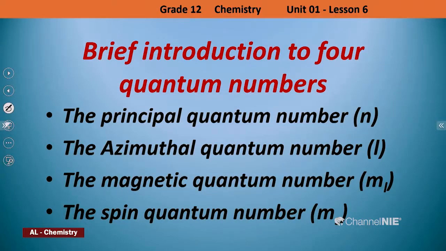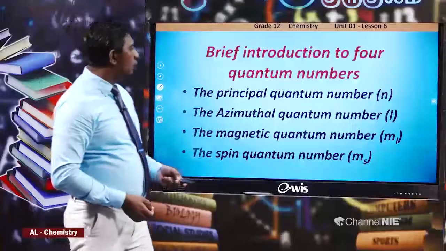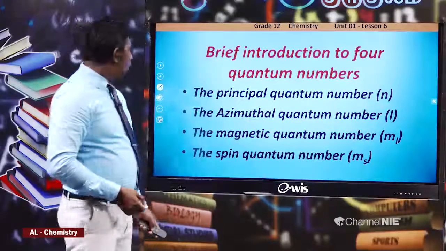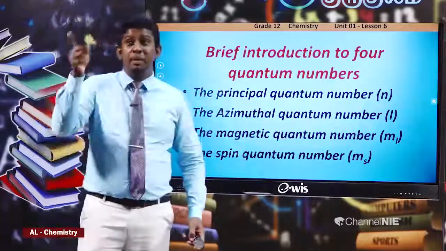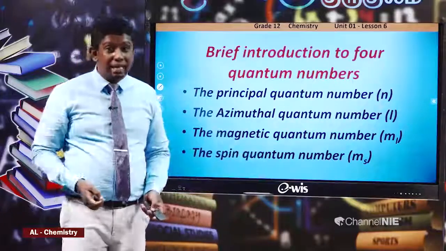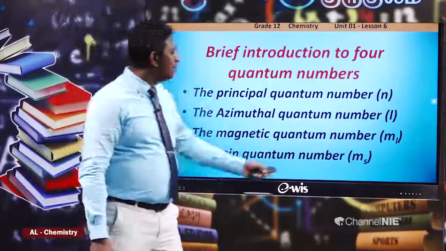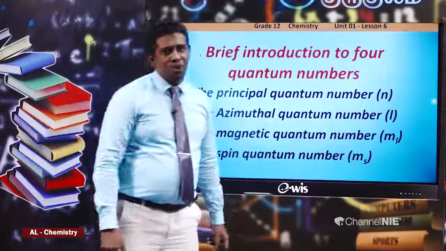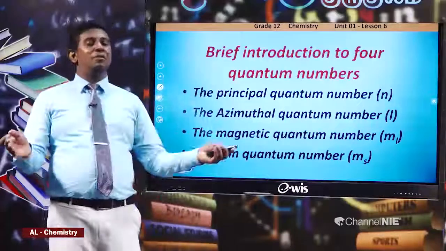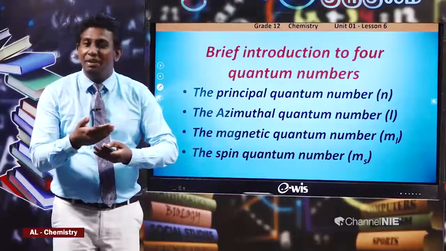The principal quantum number, denoted by simple n. The azimuthal quantum number, denoted by simple l. It is called the angular momentum quantum number as well. The magnetic quantum number, denoted by m with a small l. The spin quantum number gives the spin direction that the electron has within an atomic orbital. It is denoted by m with s. Those are the things we are going to have in our lesson today.